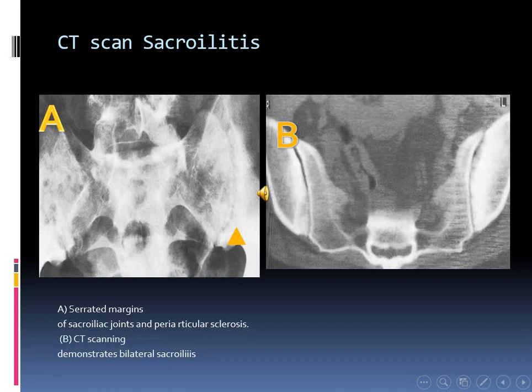And here we have a CT scan image taken in coronal sections for a demonstration of the sacroiliac joints. You can see in images A and B the changes of sclerosis, which is more obvious or more advanced in image A, while in image B there is still preserved joint space. These changes represent sclerotic areas of sacroiliitis in ankylosing spondylitis.